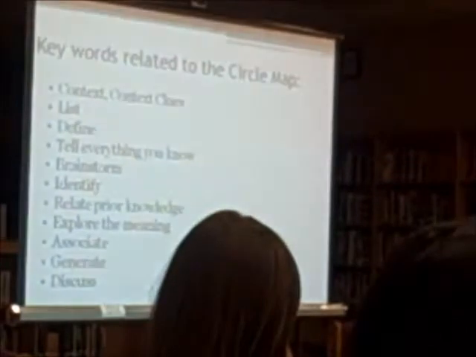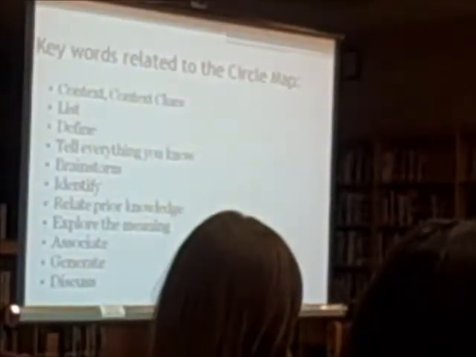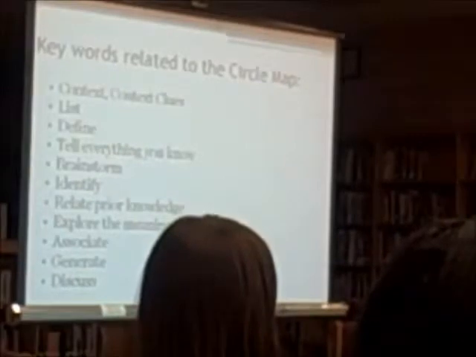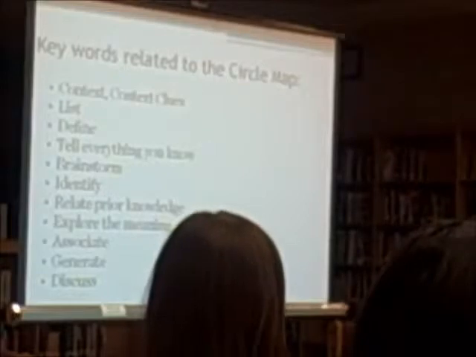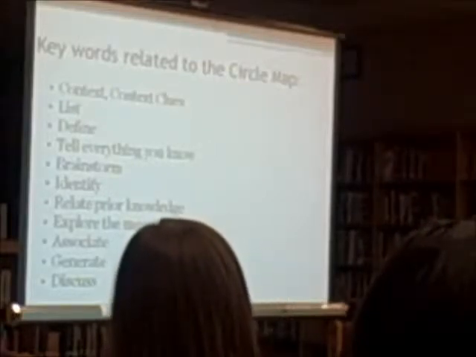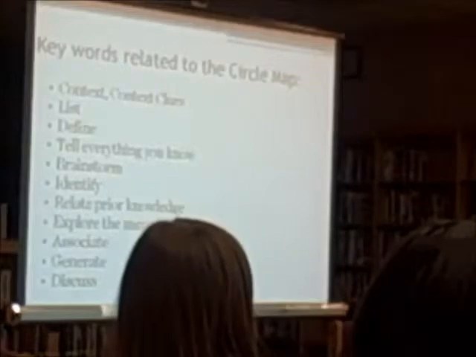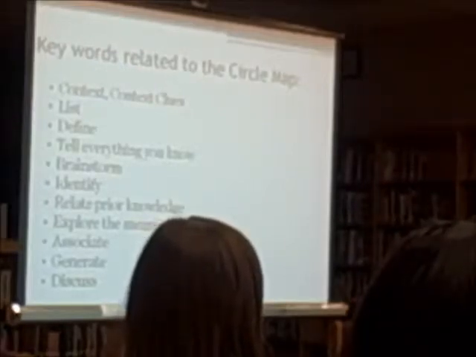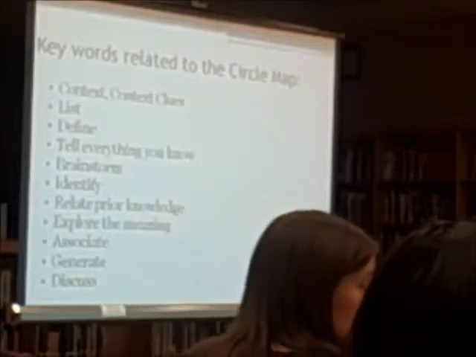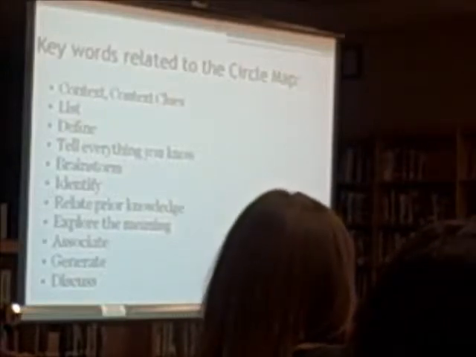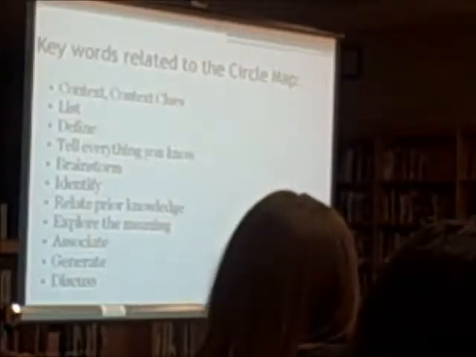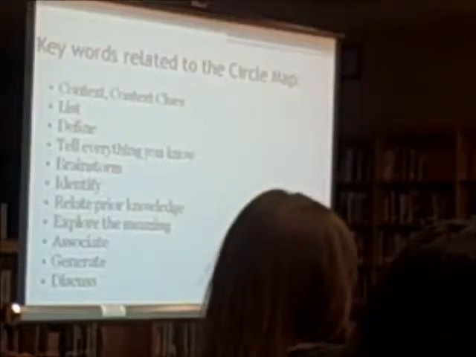If you're using the thinking maps, we try to give them a list of keywords or terms that might start them thinking about the kind of thinking they're going to need to do. So: context clues, list, define, tell everything you know, brainstorm, identify, relate prior knowledge, explore the meaning, associate, generate, discuss. Any of those terms are what they're talking about with the 8 cognitive processes. This is one of them, and these key terms get them thinking in that manner. We have these up on our walls by our maps, and you can see some of these words are similar to the DOK keywords that we talk about a lot as well.